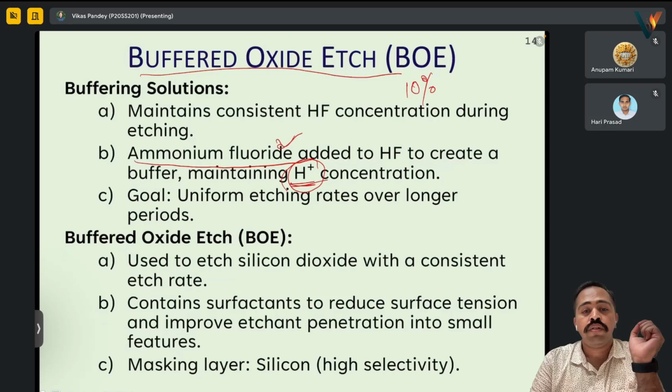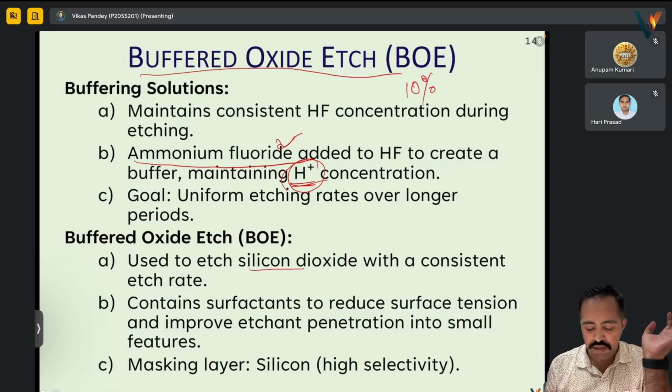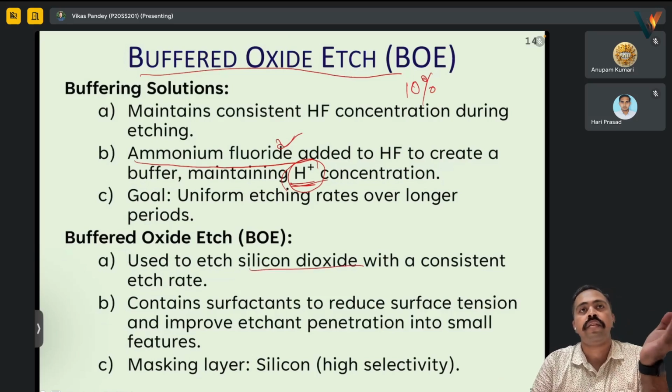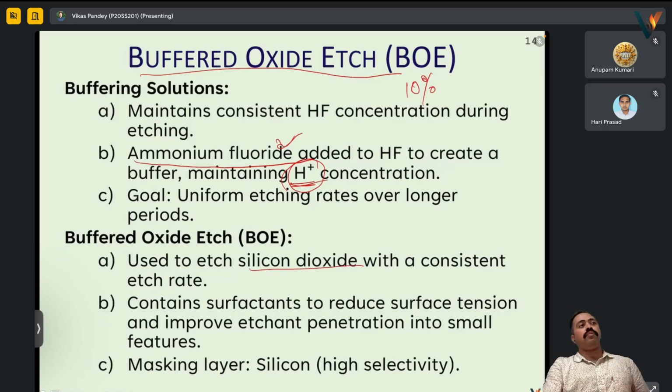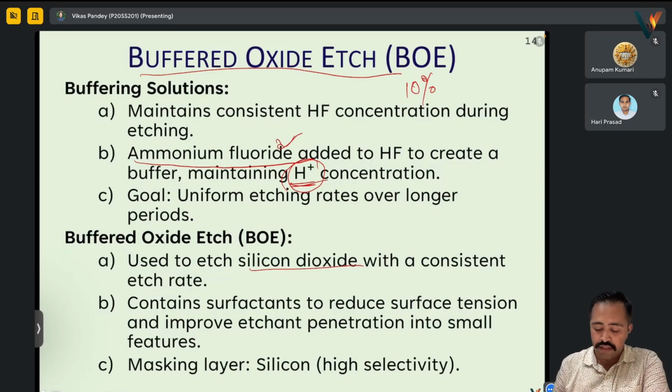This is used to etch silicon dioxide. Whenever you go to any fab, they will not directly use dilute HF. They will mostly be using a buffered oxide etching process to do the etching. So we can achieve etching of silicon dioxide with a consistent etch rate. It will not vary over time.